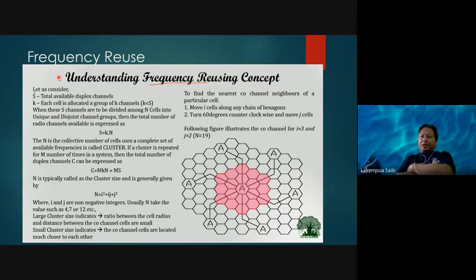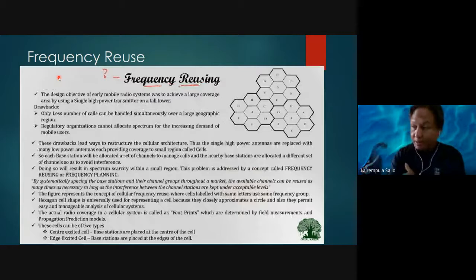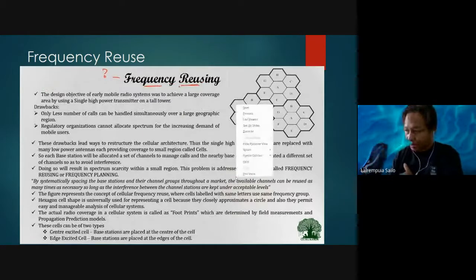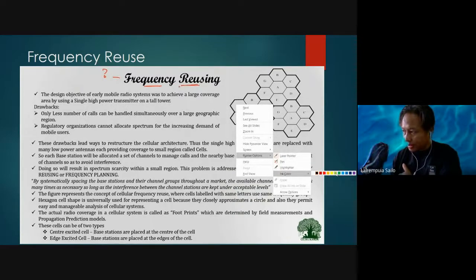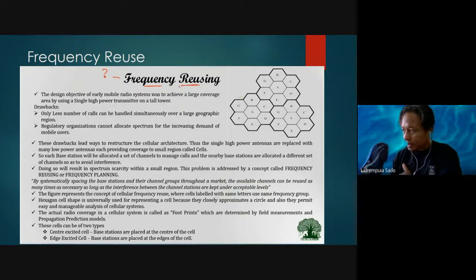N is the collective number of cells that use the complete set of available frequencies, called a cluster. So what is a cluster? Let me explain it here. Let me highlight the cluster in green. This area is called a cluster.